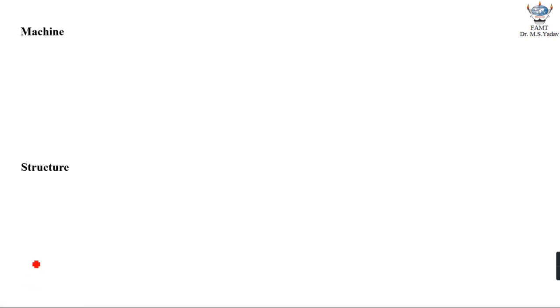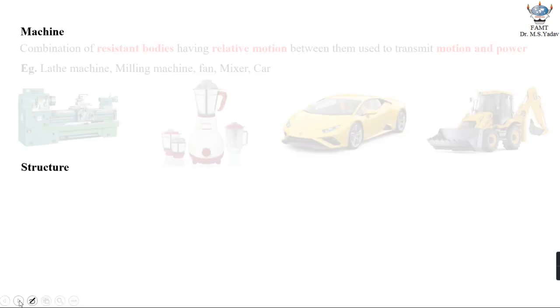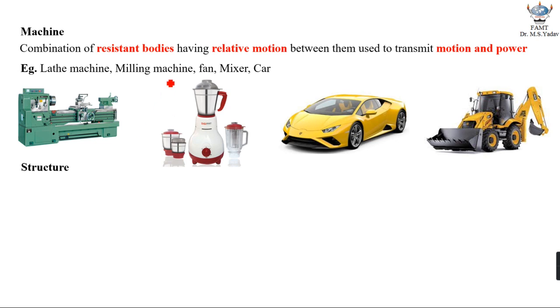Let's try to understand what exactly we mean by a machine. A machine is basically a combination of resistant bodies having a relative motion between them, and it is typically used to transmit power and motion as well. Say for example, lathe machine, milling machine, fan, mixer, car, JCB, etc.